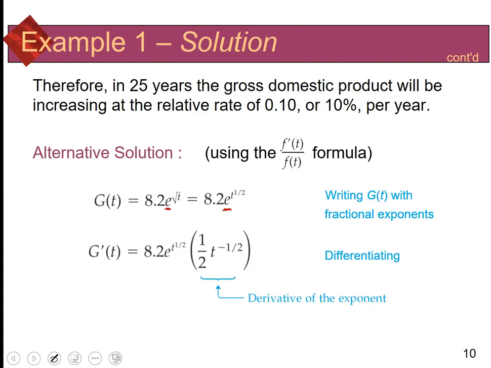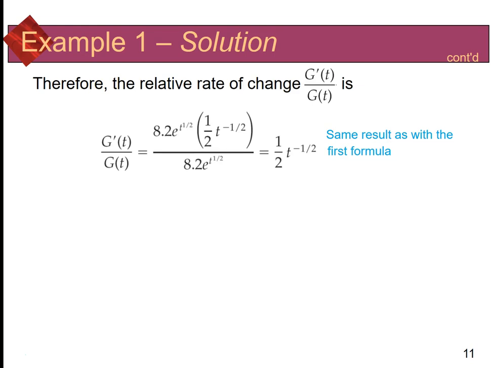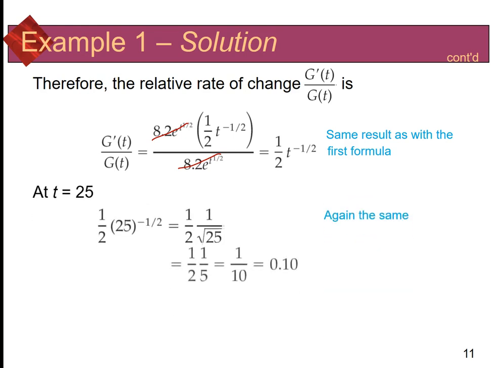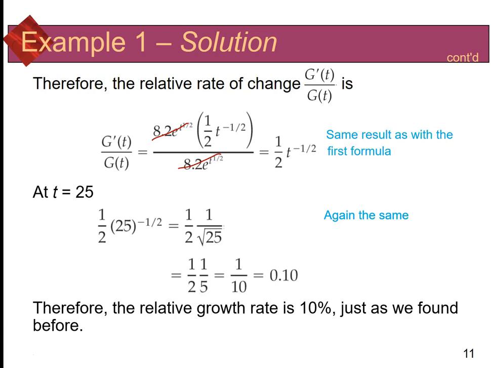This part here is the derivative of the exponent, so we have to do the derivative of this part according to the chain rule. So I get 1/2 t to the negative 1/2 power. If I now do the proportion of g prime of t over g of t, I can see how it sets up. I can also see how these are going to cancel, leaving me with 1/2 t to the negative 1/2 power, which is the same formula we had when we applied the natural log and then differentiated. From here on out, everything else is the same, and it still indicates a 10% growth in the gross national product. So both ways will do.